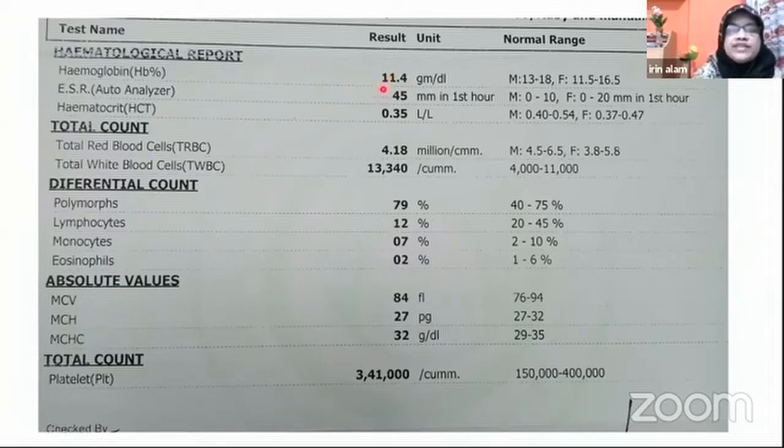If hemoglobin is less, this may be a picture of anemia. If MCV, MCHC is less, this may be a picture of anemia.